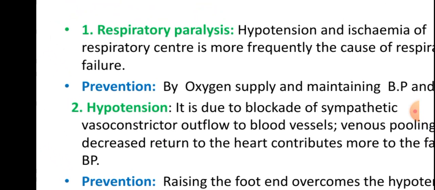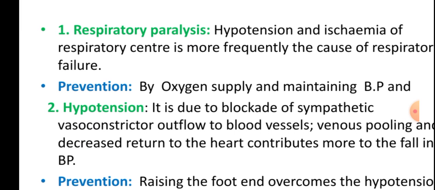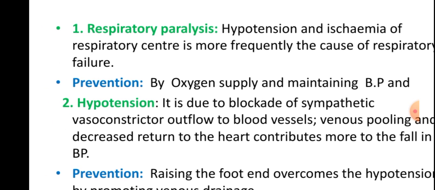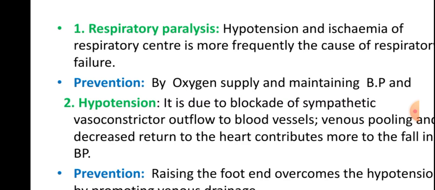So, the first complication is respiratory paralysis. That is because of the hypotension and ischemia of the respiratory center. Whenever we are using this kind of spinal anesthesia, it more frequently leads to initial respiratory paralysis followed by respiratory failure. So, how can we prevent that? By giving oxygen supply and also maintenance of the BP.